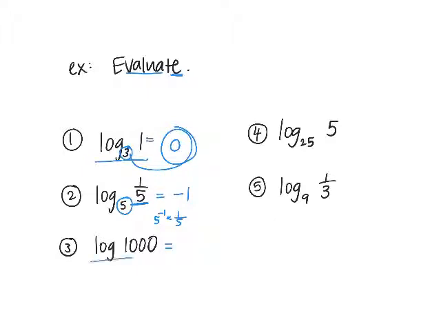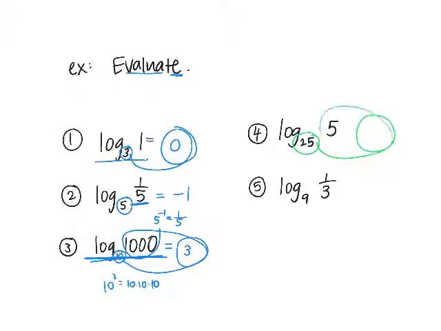How about with this logarithm? What is that invisible base? It's base 10. This is a common log. 10 to the what power gives you 1,000? Okay, it's not 100, it's 3. 10 cubed gives you 1,000. Okay, the last two are a little trickier.